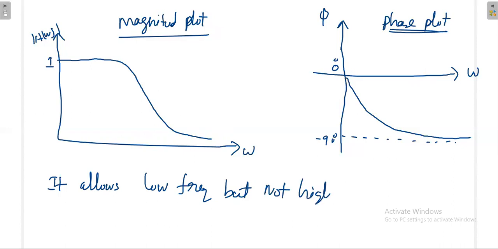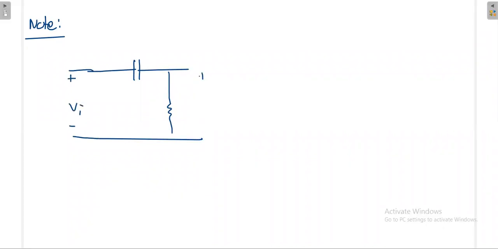So this circuit nature we call a low pass filter, because it allows the low frequencies but not the high frequencies. Next, take this exercise. Suppose you reverse the components. You put the capacitor here, then the resistor here. This is Vi, this is V naught. Try to prove that this will act as a high pass filter.